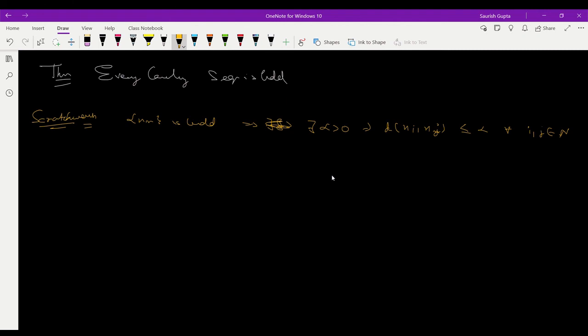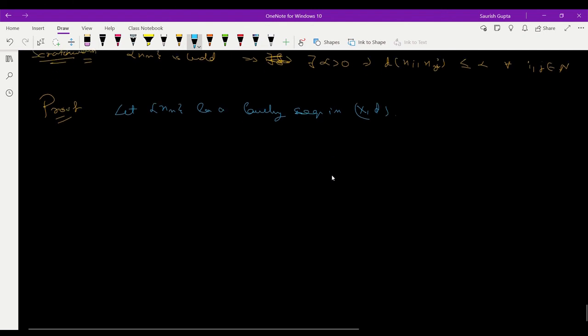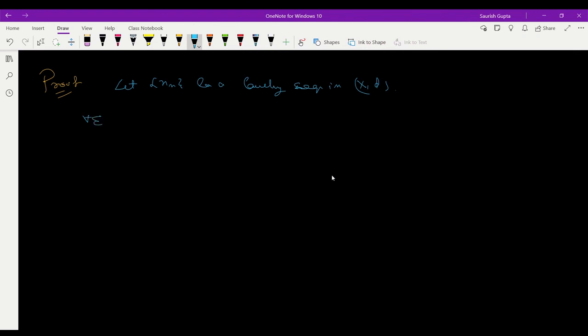So let us assume a Cauchy sequence first. Proof. Let xn be a Cauchy sequence in a metric space, let's say X. Now, what does that mean? This means that for all epsilon greater than 0, there exists a natural number n0 such that n and m greater than n0 implies the distance between xn and xm is less than epsilon. Now we divide this into two cases, case 1 and case 2.